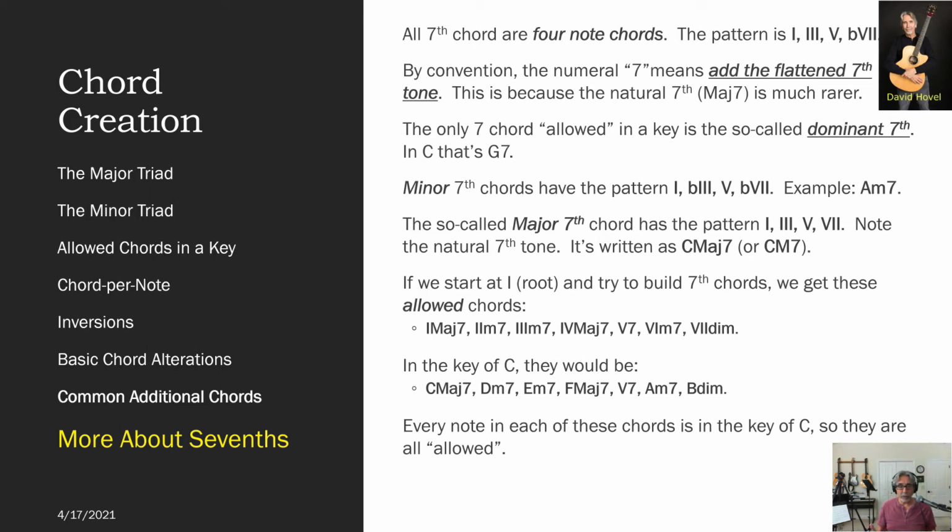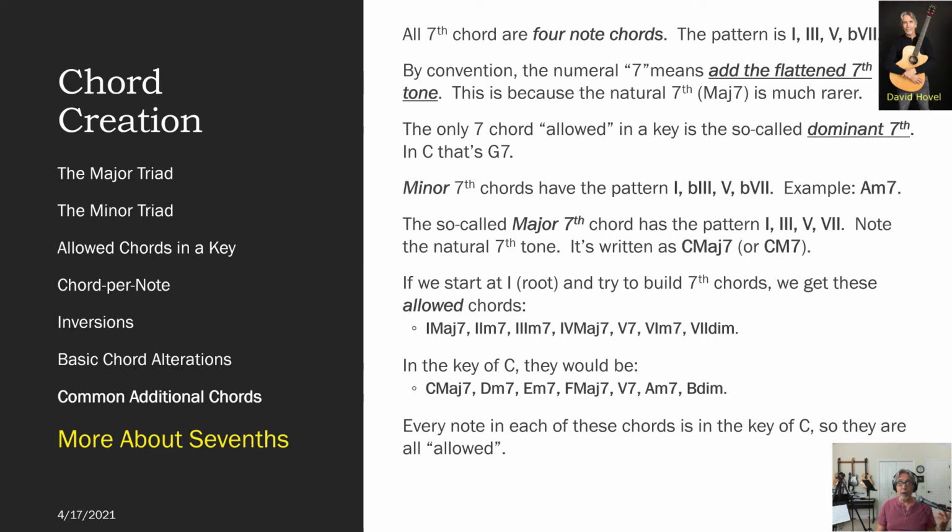Why do we call it the major 7? Because the name 7 was already taken by the flatted 7th. And notice it has a natural 7th tone, which means that its notes, 1, 3, 5, 7, are actually in the key of C. There's no flatted 7th, which would be B flat. It has a natural 7th, which is B. If we start at 1, the root, in the example of C, and build these 4-note 7th chords that are allowed, we only get 1 7th, that is to say flatted 7th.